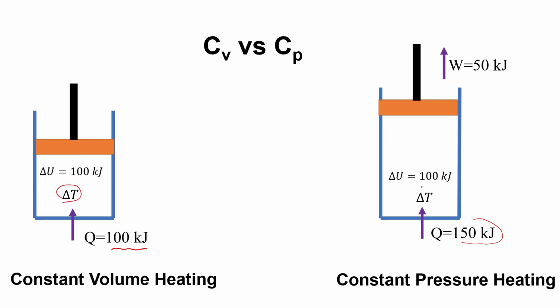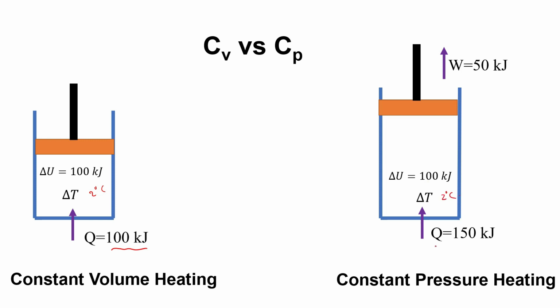But here, out of this 150, 100 kilojoule is used to raise the internal energy, and the rest 50 kilojoule is transferred to outside as work. That means out of 150, only 100 kilojoule increases the internal energy. Temperature rise is solely due to the rise in internal energy. So if you have achieved 2 degrees Celsius here, here also, since internal energy rises by 100 kilojoule, you have achieved 2 degrees Celsius.